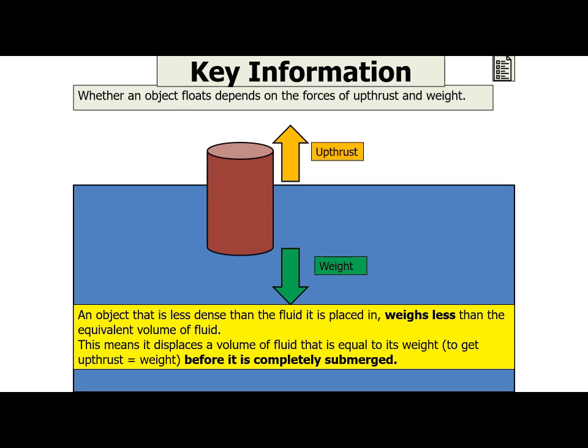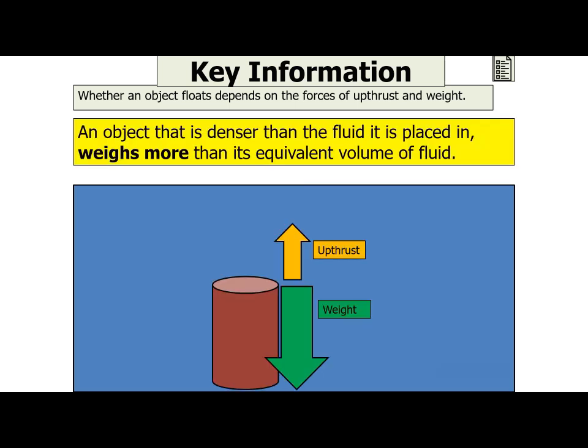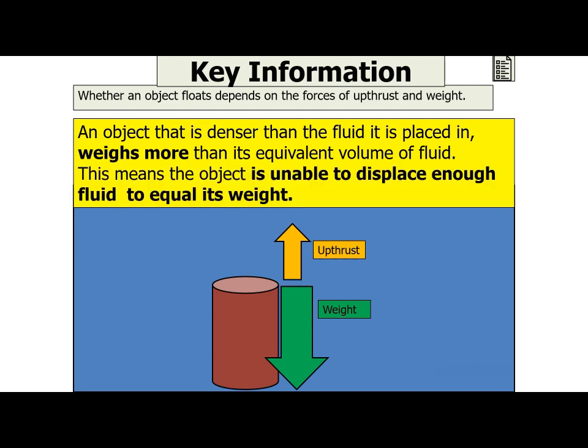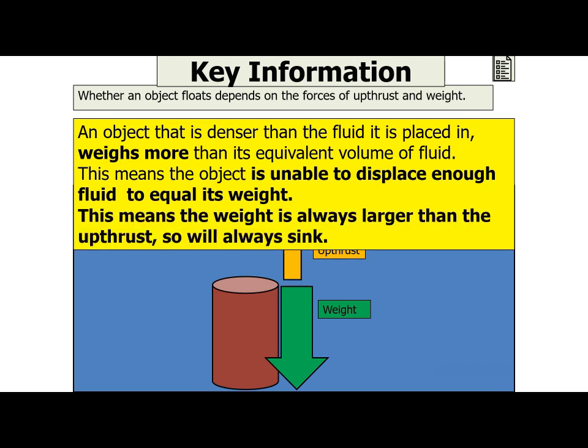So an object that's denser than the fluid it is placed in will weigh more than its equivalent volume of fluid that it would theoretically displace. This means that the object is unable to displace enough fluid to equal its weight when it's in the actual fluid. So this means that the weight is always larger than the upthrust, so it will always sink.